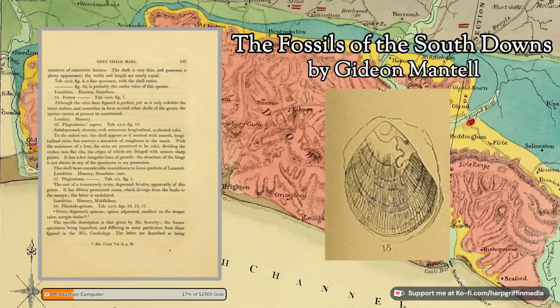The structure of the hinge is not shown in any of the specimens in my possession. This shell bears considerable resemblance to Lima spathula of Lamarck. Localities: Hamsey, Stoneham. Rare.